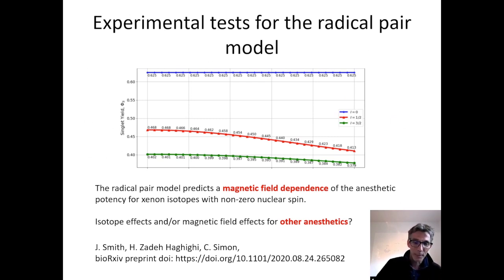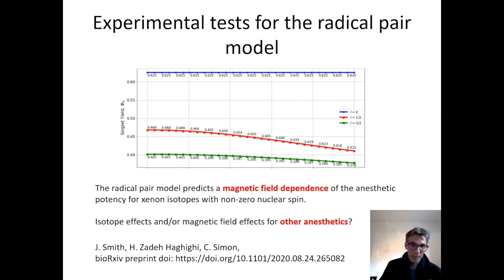So then the question is again, how would you test this idea of a radical pair mechanism playing a role in anesthesia? And I think the most obvious test is to look at the magnetic field dependence, because our model predicts that the anesthetic potency for xenon, for the xenon isotopes that have non-zero nuclear spin, should depend on the magnetic field. And I cut off the x-axis there, but in any case, in a reasonable range of magnetic field, you would see that the anesthetic potency declines as the field increases.